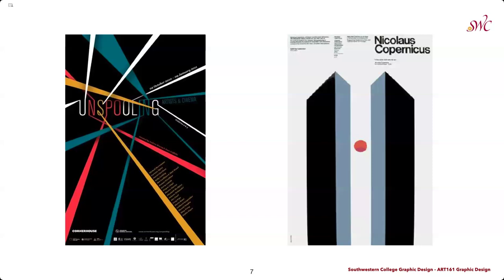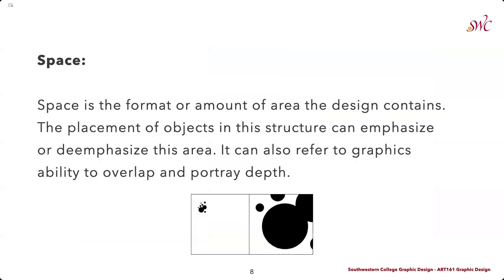In both of these examples here, we can see the use of tension and the elements that are unspooling here from the typography using these lines, or the trapped point between these two different three-dimensional planes here on the right. And this ties into the next principle of space.